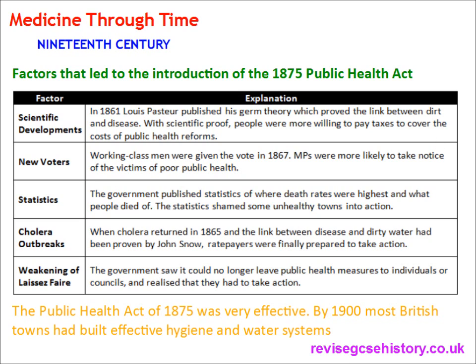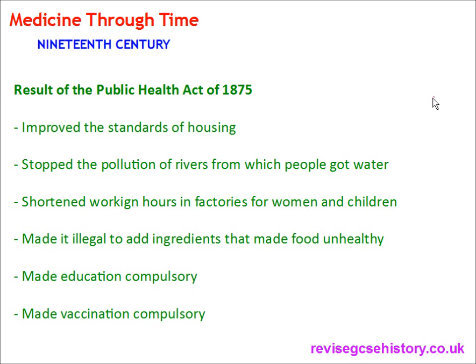This was becoming serious. A point that's just of interest really, you don't need to know this for the exam, it just helps to clear stuff up in your mind. The Public Health Act of 1875 was very, very effective, and by 1900 most British towns had built effective hygiene and water systems. So, what were the final results of the Public Health Act of 1875?